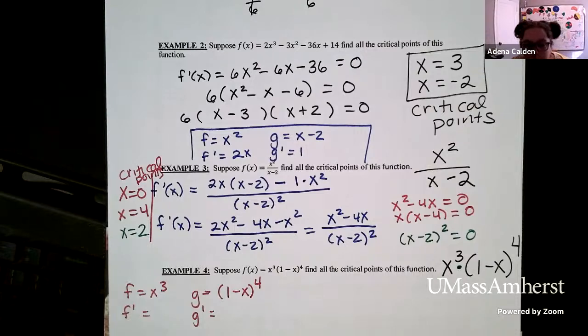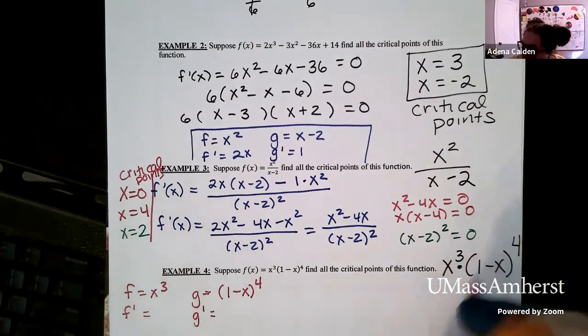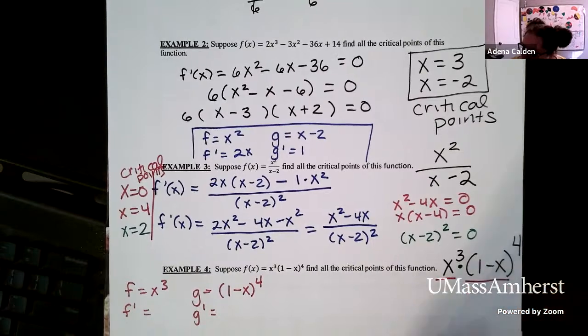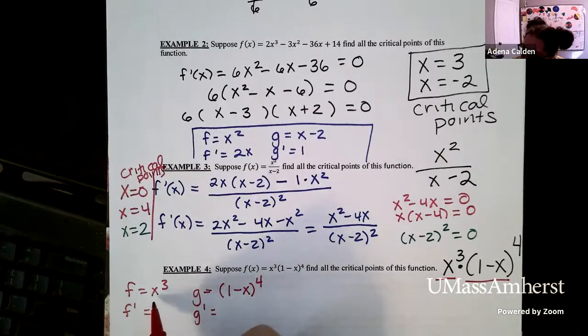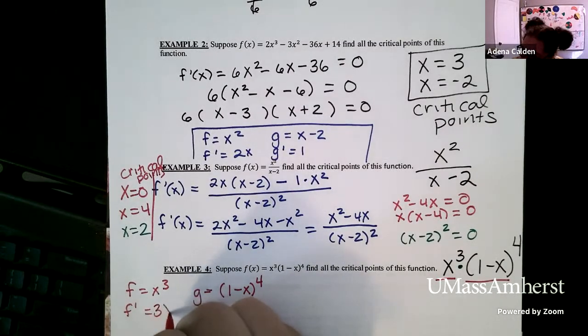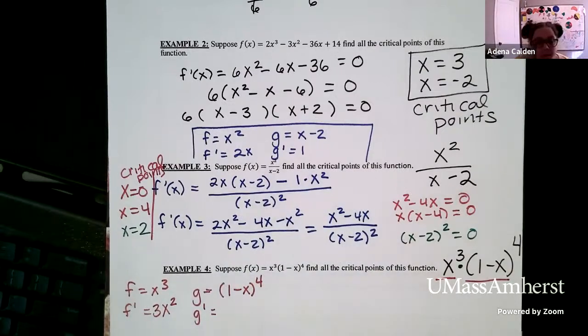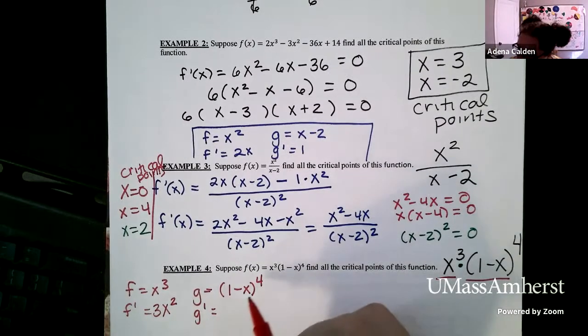All right. So here we're doing a product rule, and the two things we're multiplying together are the x cubed and the 1 minus x to the fourth. So we need to find each of their respective derivatives so that we can put everything back together in the product rule. So the derivative of x cubed we can do with the power rule, and we get 3x squared. However, when we take the derivative of 1 minus x to the fourth, we have to do a chain rule here.